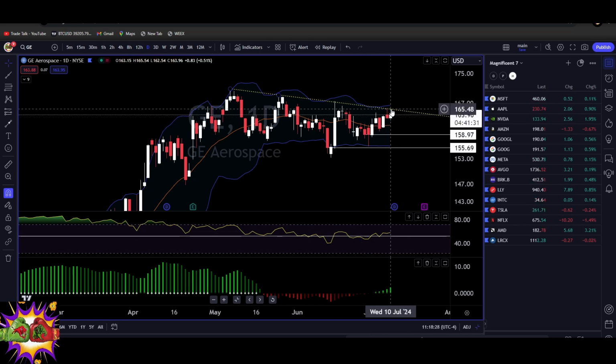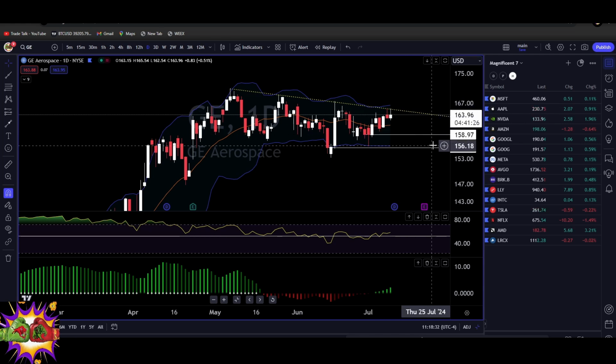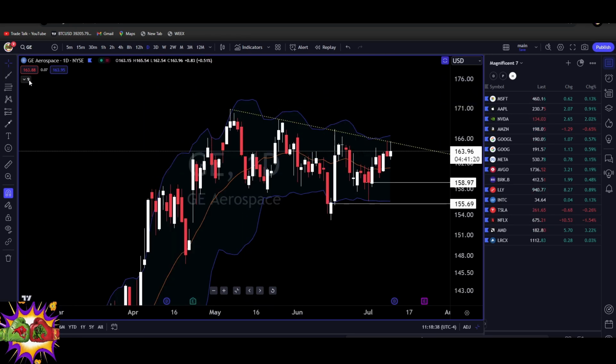So is it too late? No, not really. If I was going to buy GE, I would probably want to buy it around 158 and catch the move to the upside. But if it breaks out, I'll let you be the judge of whether or not you want to look to be the buyer on that or not.